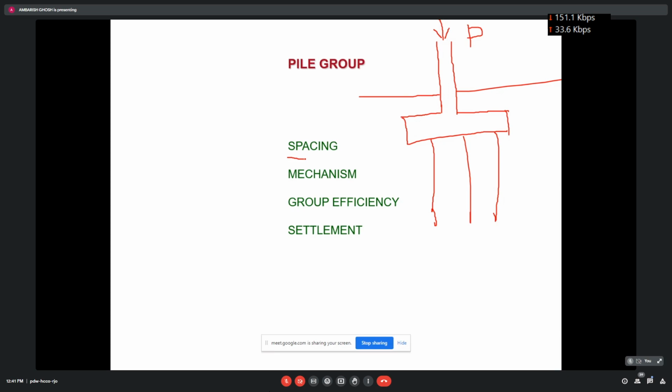So now whenever you have decided the number of piles, then what is the spacing? I will decide the spacing. Then we'll go for the mechanism part. Then what is the group efficiency and how to calculate the settlement.